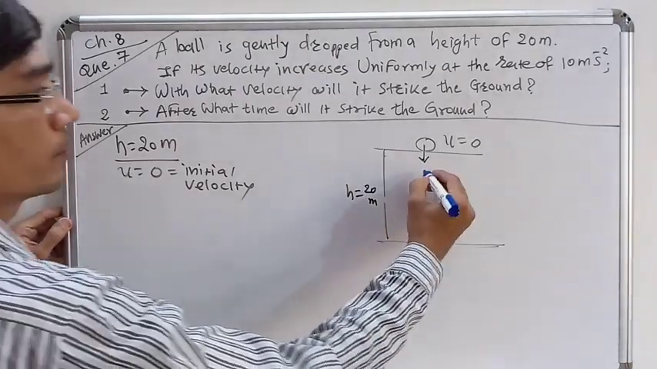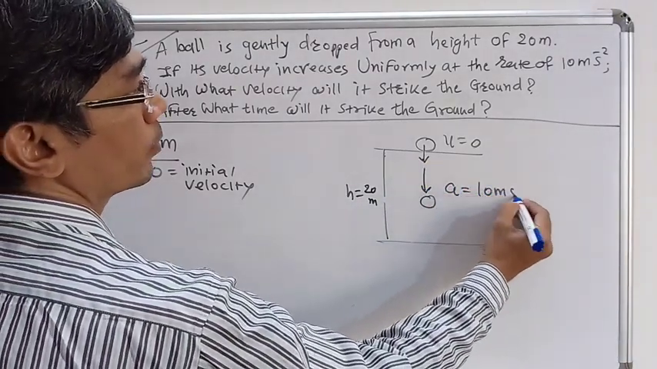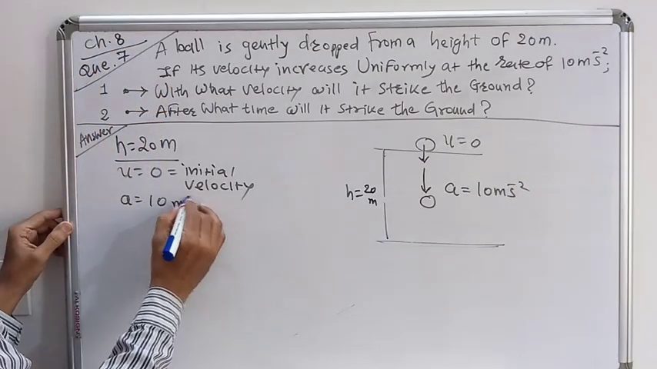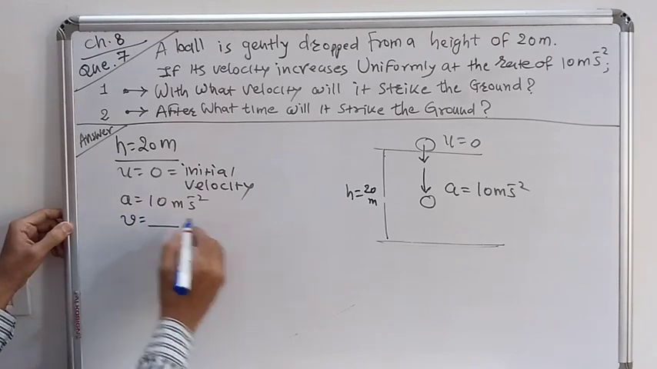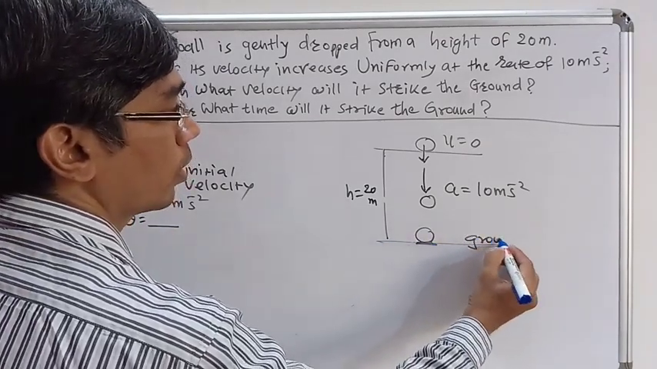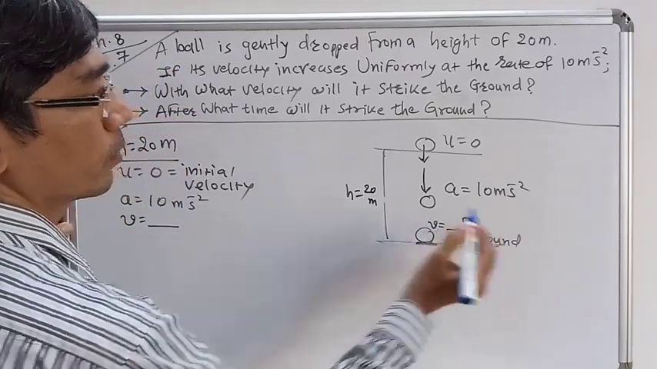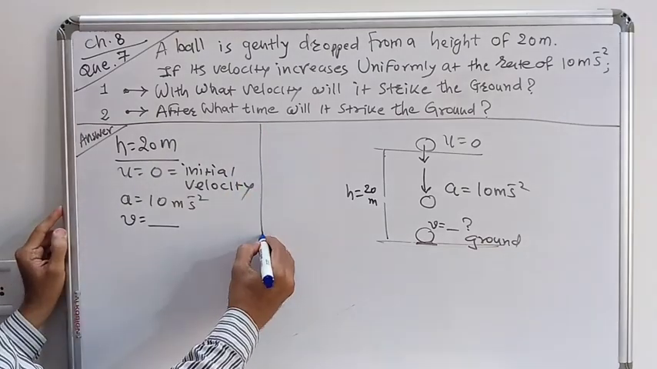The acceleration of this ball is 10 meter per second square. So what is the velocity when it strikes the ground? This is the ground. When it strikes, what is the V? Question mark. So here we can use the equation of motion.